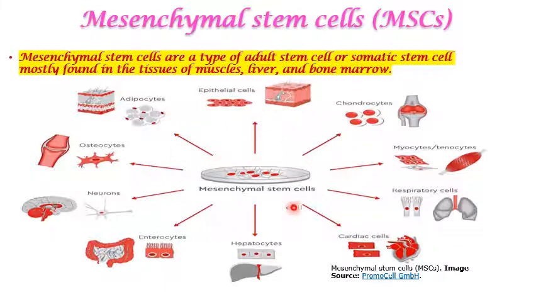All these types are differentiated by the mesenchymal stem cells, and they are also present in the bone marrow. It should not be confused with the hemopoietic stem cells, because hemopoietic stem cells produce blood cells, whereas the mesenchymal stem cells produce chondrocytes.